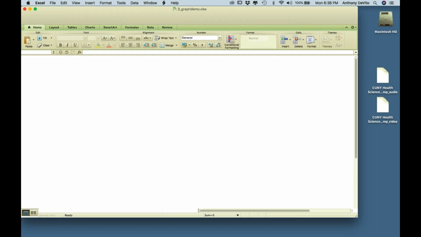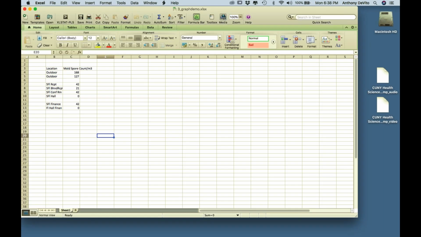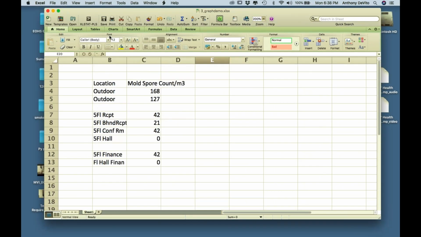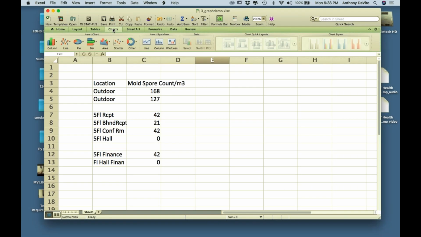Number 3. The other thing that it's very good at is presenting graphical data. I'm cheating here just a little bit. There is a graphics function, a charts function, in Excel, and you can get very sophisticated graphics out of Excel.